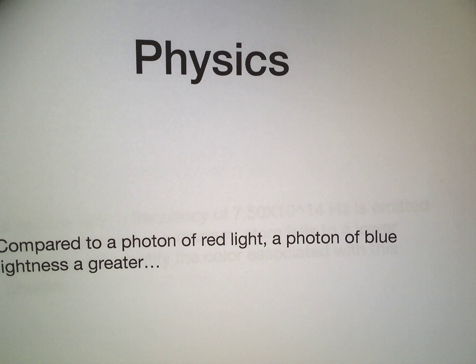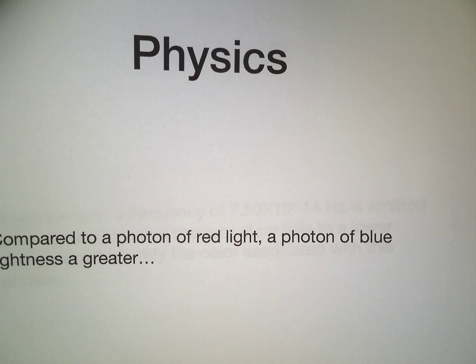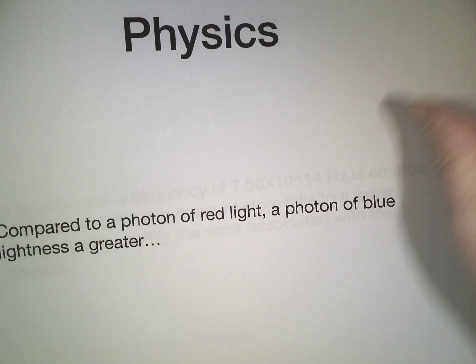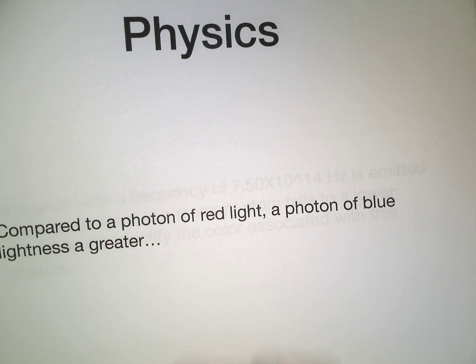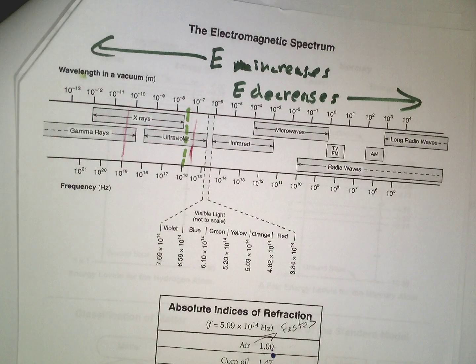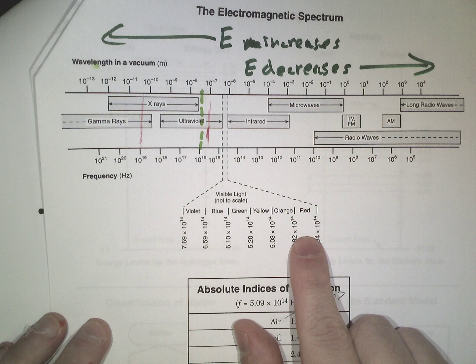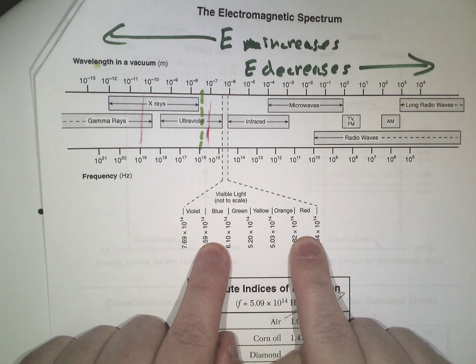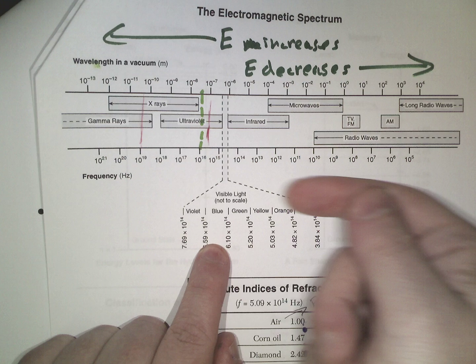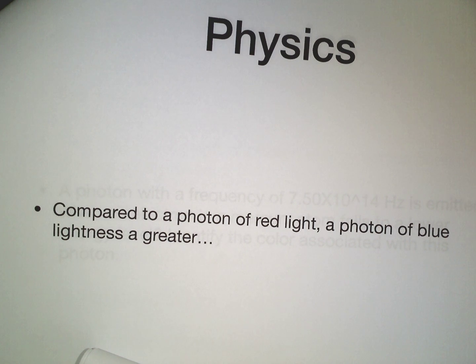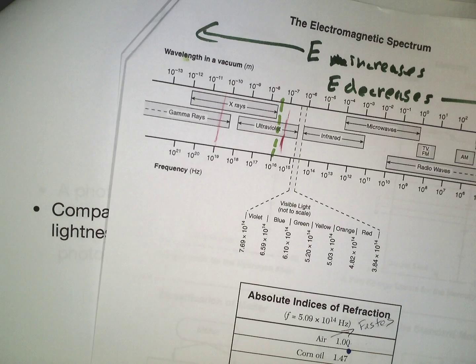It says, compared to a photon of red light, a photon of blue light has a greater... I think in some ways we should know this, but we don't necessarily have to. We can use our reference sheet, the electromagnetic spectrum here. So if I'm here with red and I go to blue, what am I doing? Well, this way, frequency is increasing. So the blue light has a greater frequency.